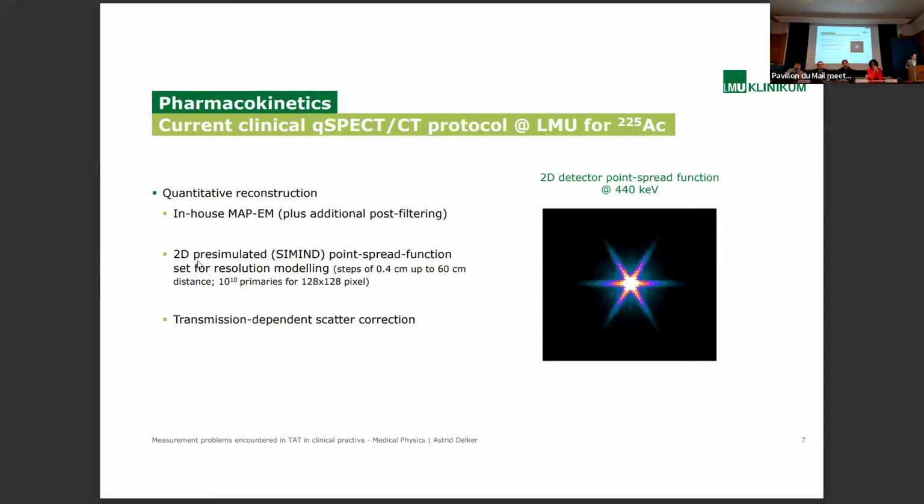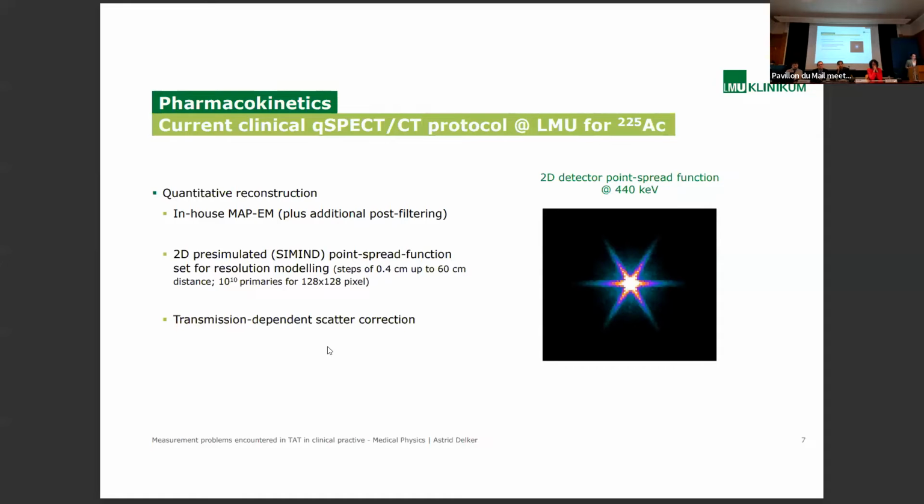So we switched the conventional resolution modeling to a 2D resolution modeling, and we adjusted the type of scatter correction from an energy window-based scatter correction to a transmission-dependent scatter correction. So first, coming to the resolution modeling. Normally, when you model the detector response in SPECT reconstruction, you assume an isotropic detector response. That's a good assumption, for example, for lutetium.